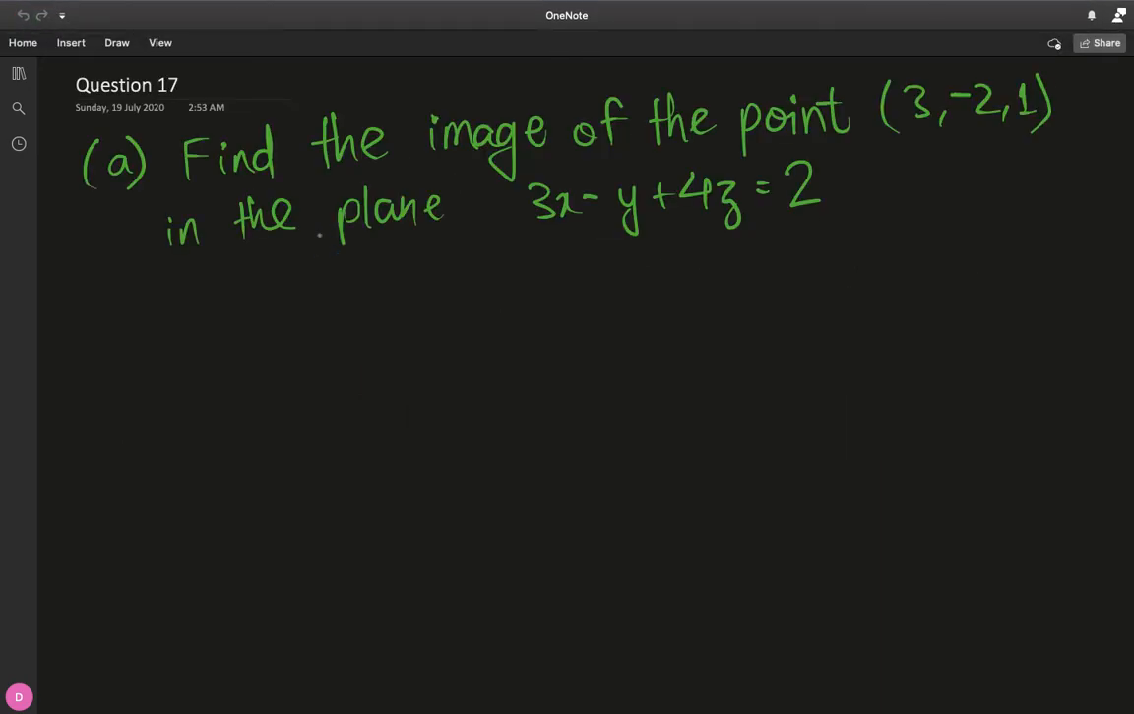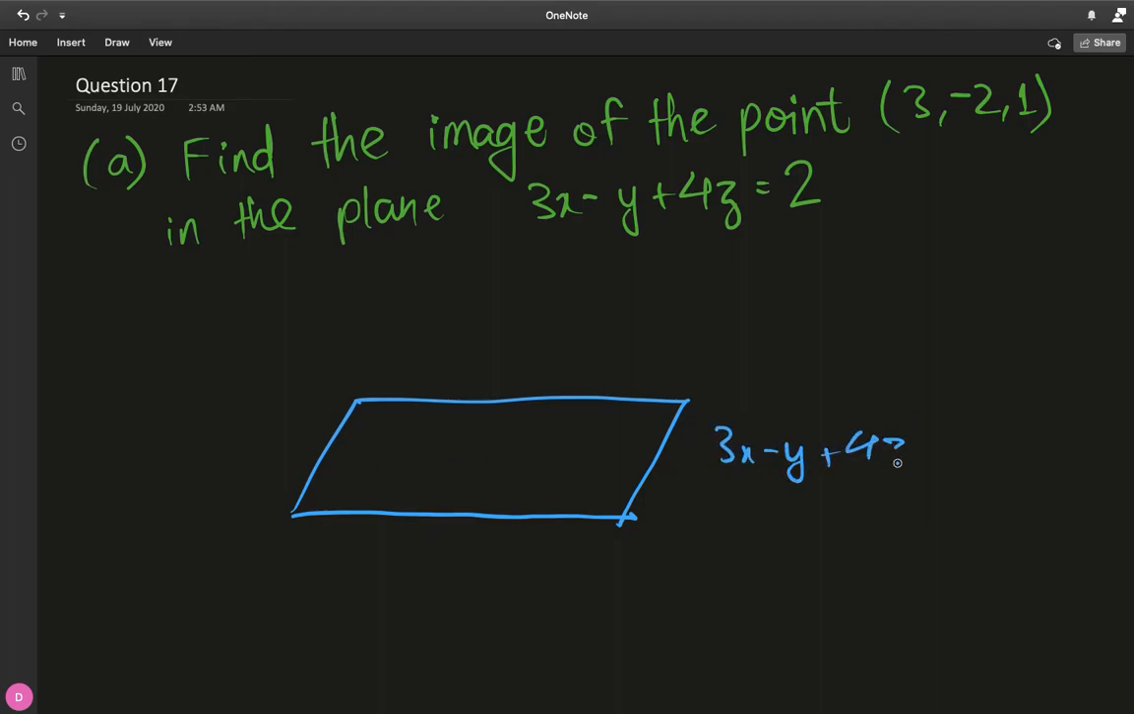Moving on to question number 17. Again, choice in subparts. So let's do subpart A first. Find the image of the point (3, -2, 1) in the plane 3x minus y plus 4z is equal to 2. So the thing is, we have a plane whose equation is 3x minus y plus 4z is equal to 2. And they've given us some point which will not be located on the plane, otherwise this question literally has no meaning. (3, -2, 1), say somewhere floating above the plane.